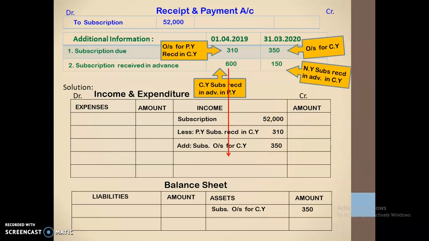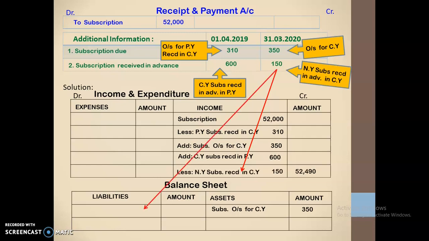Now rupees 600 was your current year subscription which was received in the previous year. This is your current year income. So it will be added. 150 rupees is your subscription for the next year which is received now. It is not your current year income. So we deduct it from the subscription, and the second effect we show on the liability side of balance sheet as advance subscription for next year. Now here students, for rupees 310 and rupees 600, we have given just one effect because one effect already appears in your previous year's balance sheet.